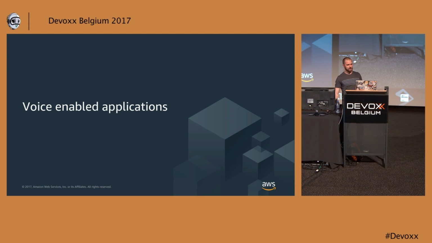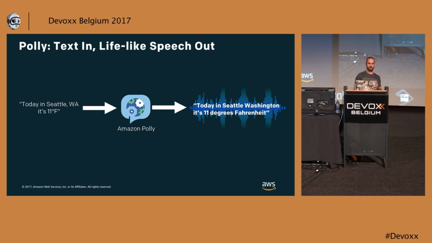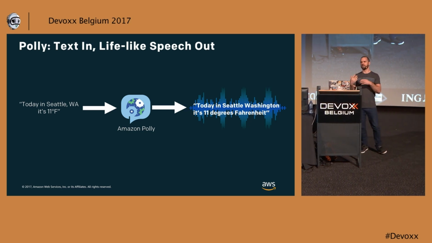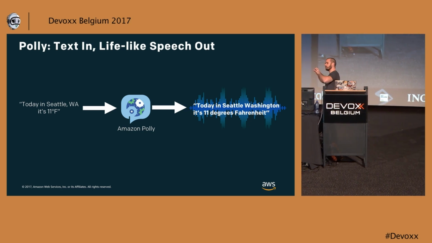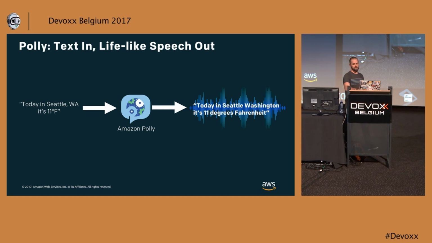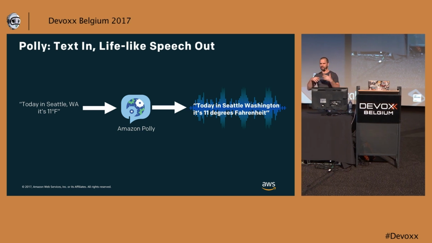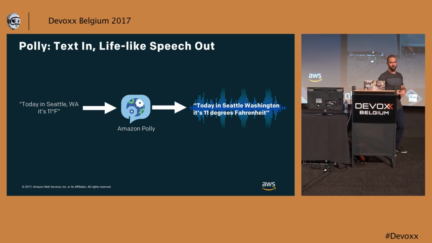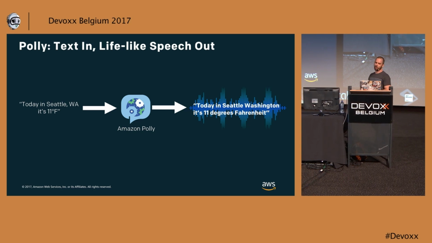All right, so let's first talk about voice-enabled applications. I'll put this down so that we can start playing a little bit. The first service that I want to talk about is Polly. Polly is our text-to-speech synthesizer. The idea is that you give it a string, and then we compute voice-like sound. A good example: Today in Seattle, Washington, it's 11 degrees Fahrenheit. You might see that we actually fed the string "Today in Seattle, WA, it's 11F." And Polly takes that context and knows we're not saying "WA" or "11F." We actually say Washington or Fahrenheit. So Polly is able to do this.